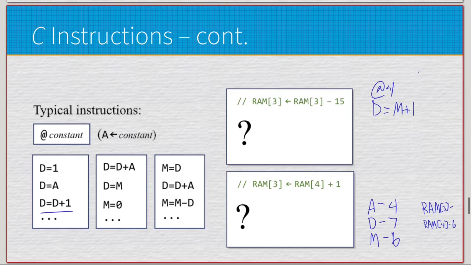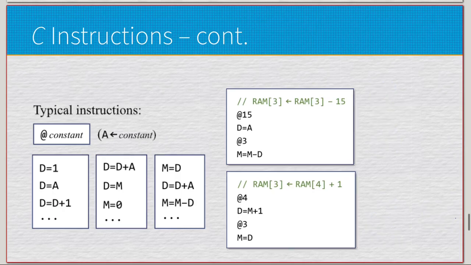And then we just need to move that to RAM 3. So at 3. Don't know quite yet, but then we just want to load that into the memory register. So we do M equals D, giving us 7 here, and loading that into RAM register 7. I mean, RAM register 3, my bad. And that's kind of just the general approach.